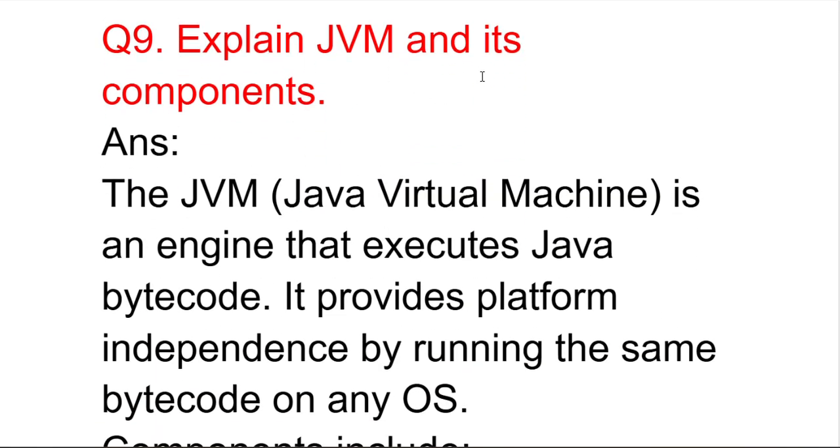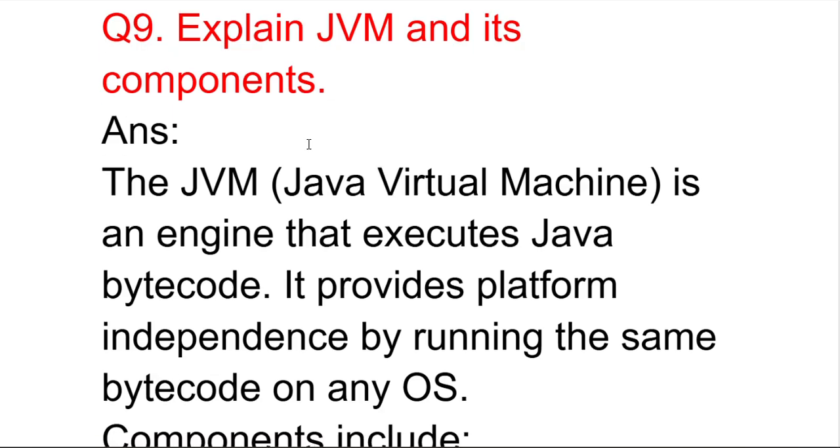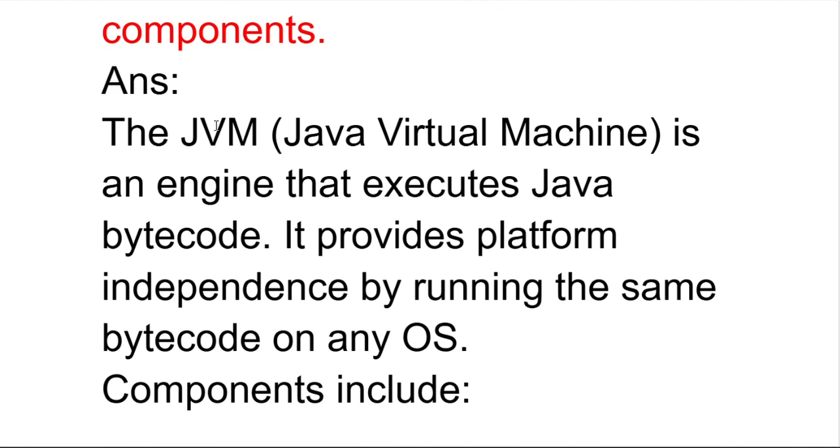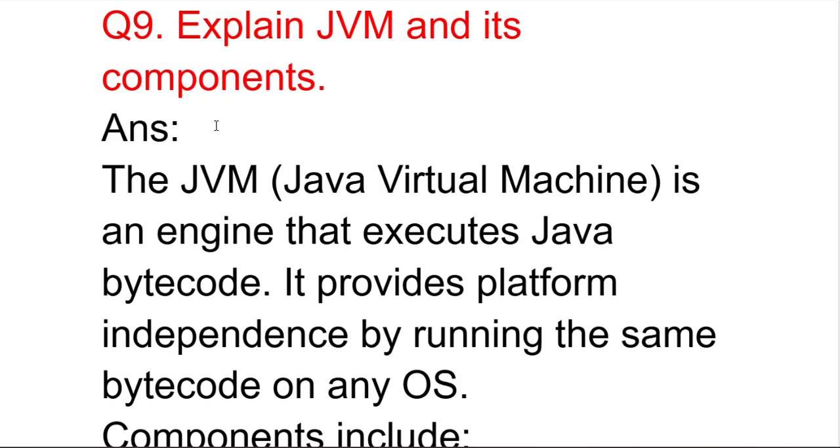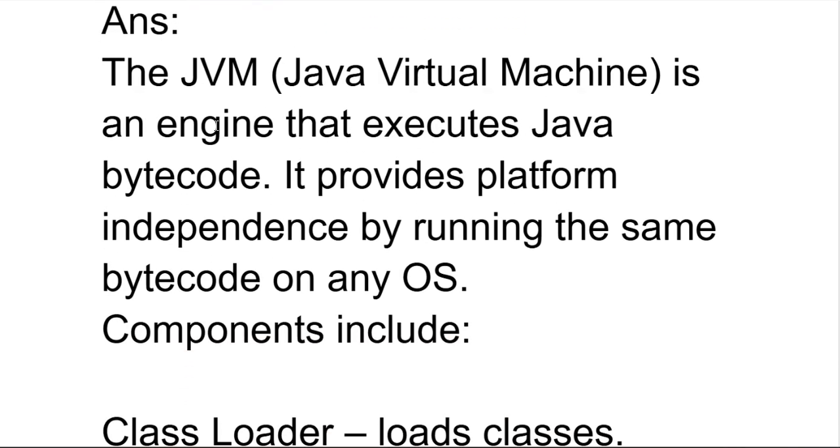Explain JVM and its components. So JVM stands for Java Virtual Machine. It is an engine that executes Java bytecode. We all know how Java code is run. First we create the bytecode, then we can run it. Simple. It provides platform independence by running the same bytecode on any OS.